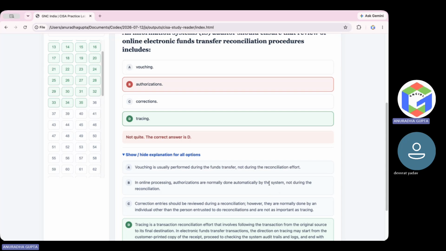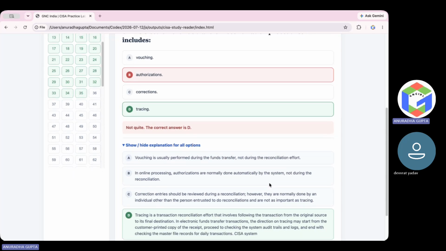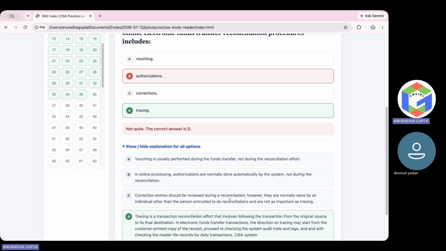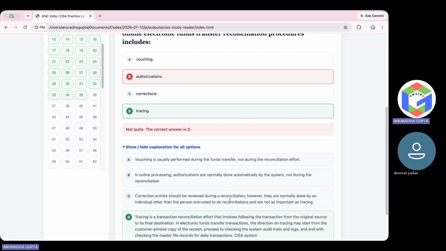Tracing and correction entries should be reviewed during the reconciliation. However, they are normally done by an individual other than the person entrusted to do reconciliation, and are not as important as tracing. Again, the correction process is performed by a separate team, not by the same team that performed the reconciliation. So correction is not a part of tracing, and it is not a part of reconciliation basically.